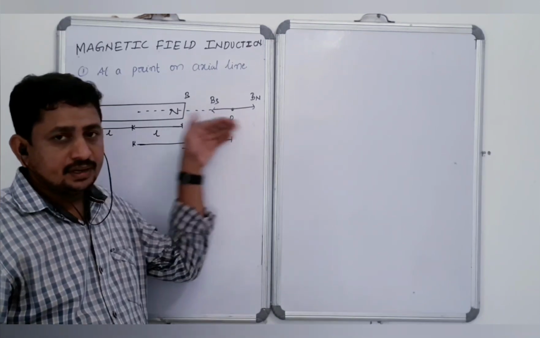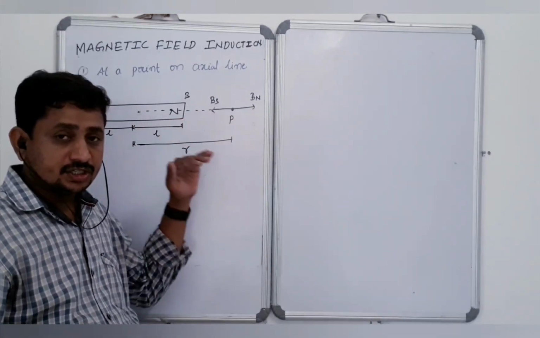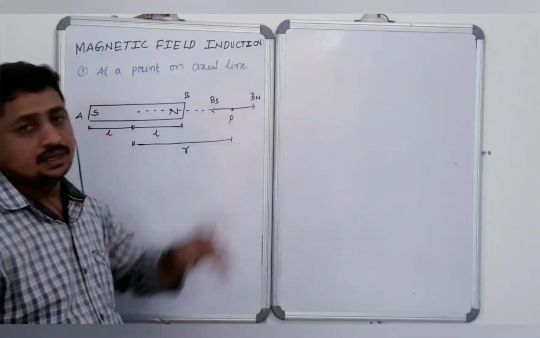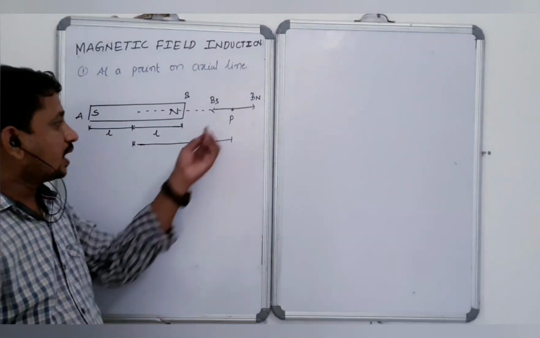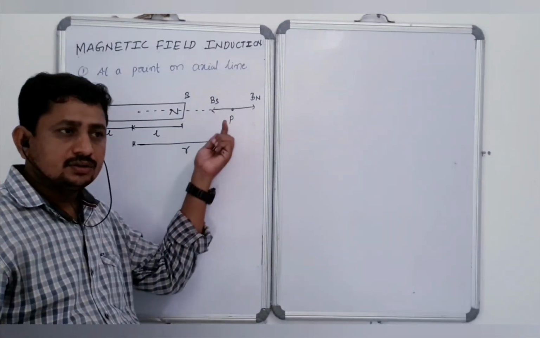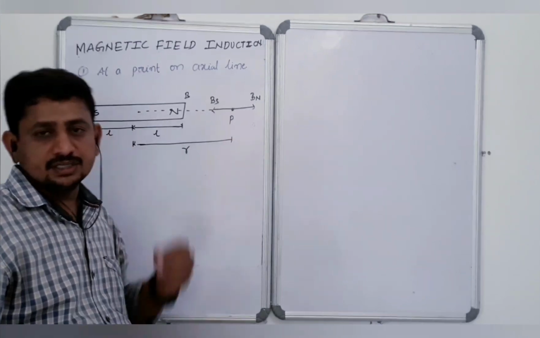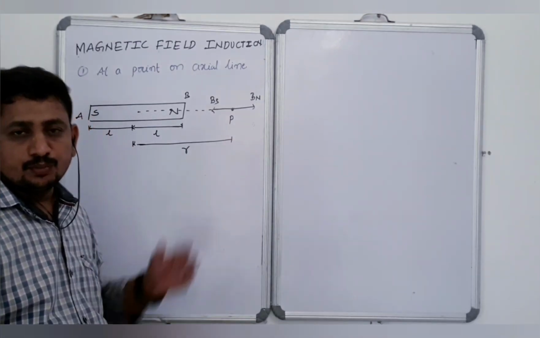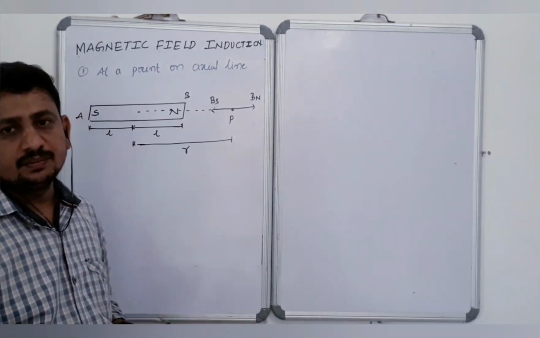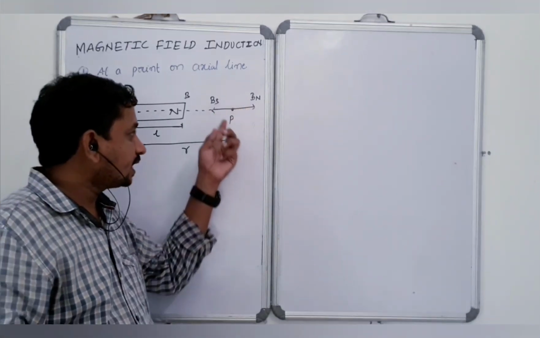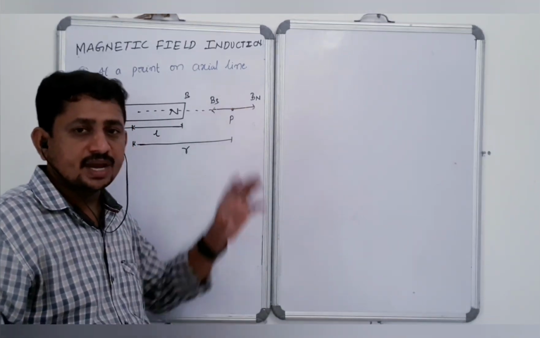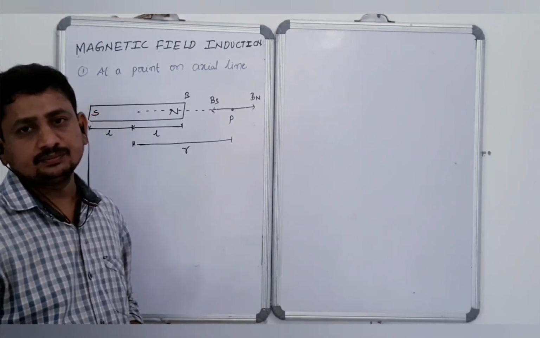So we can understand one thing here. The magnetic field induction Bn due to the north pole is acting in one direction, and the magnetic field induction due to the south pole is acting in the other direction. So both are acting in opposite directions. But we have to find the resultant magnetic field induction at point P.